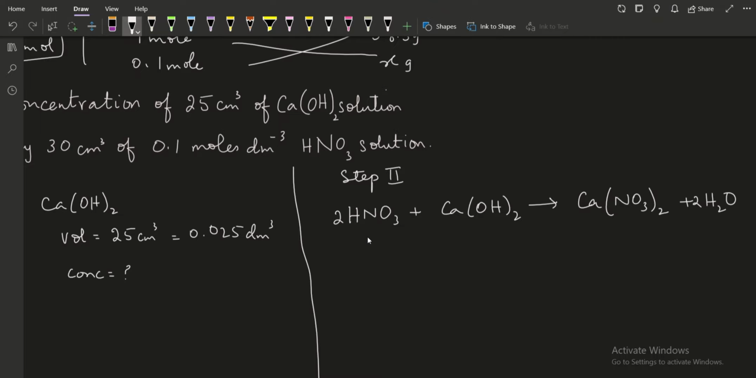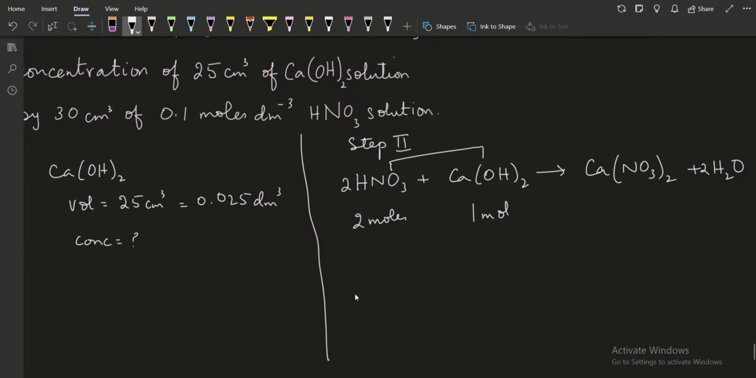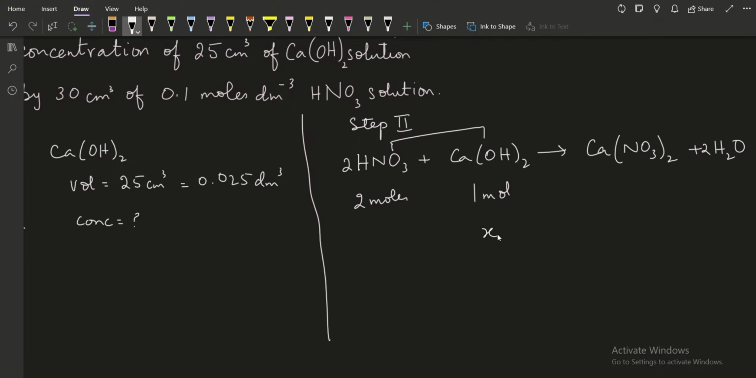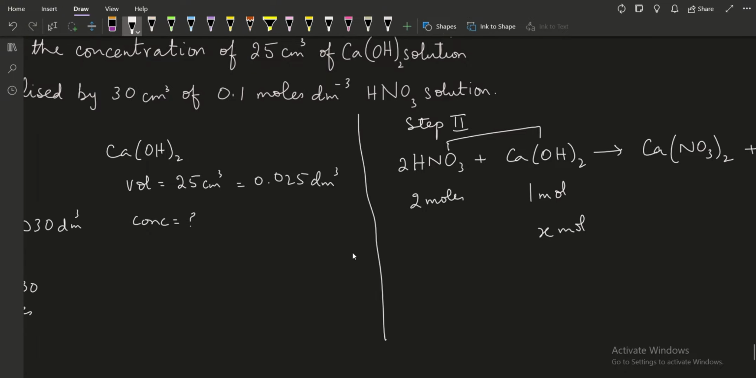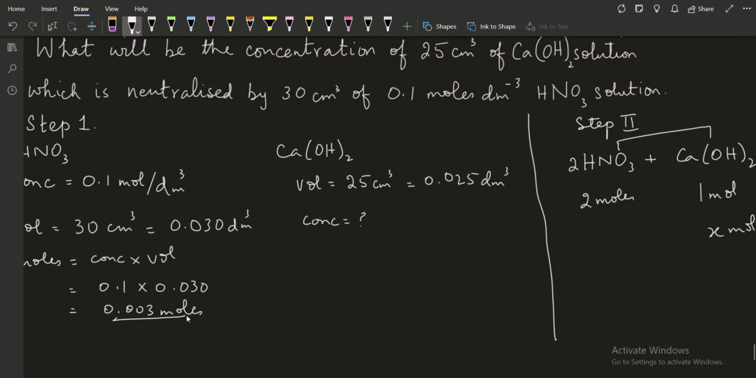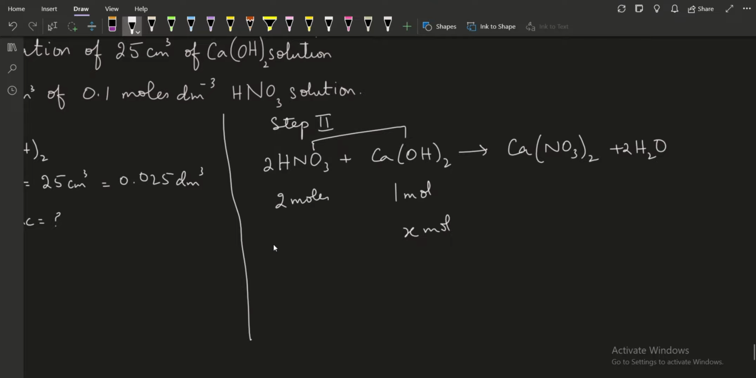From this equation we can see the mole ratio between nitric acid and calcium hydroxide: 2 moles of nitric acid react with 1 mole of calcium hydroxide. Now how many moles of calcium hydroxide will be needed if we have this much moles of nitric acid that we just calculated? It was 0.003 moles.